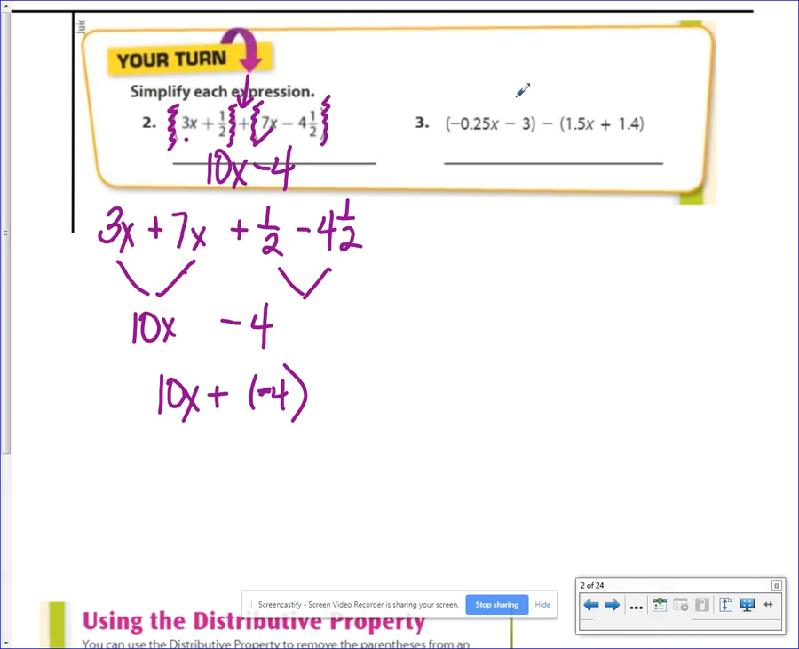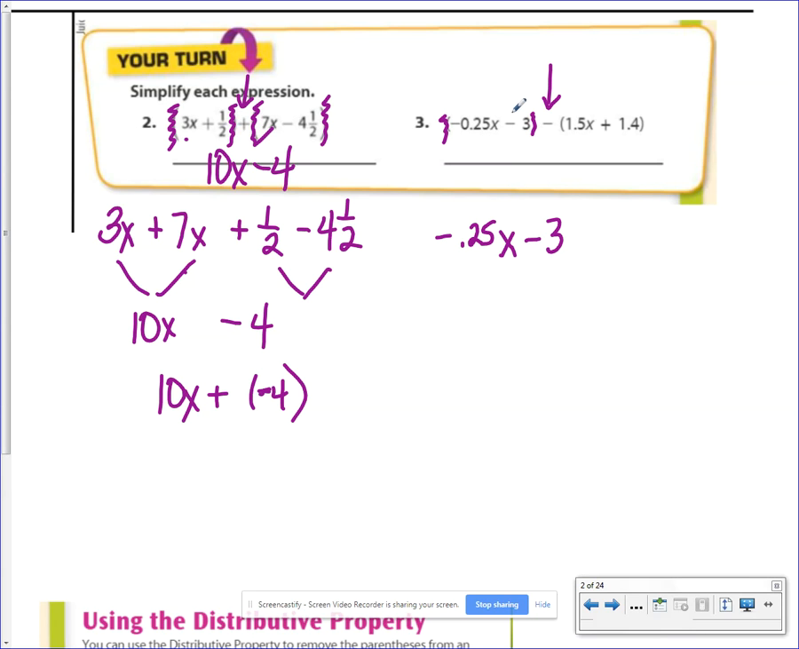All right, let's take a look at number 3. On this first blob or first algebraic expression in these parentheses, there's nothing to distribute. I just have negative 25/100ths x. I don't put the 0 there. I'm lazy. Minus 3.